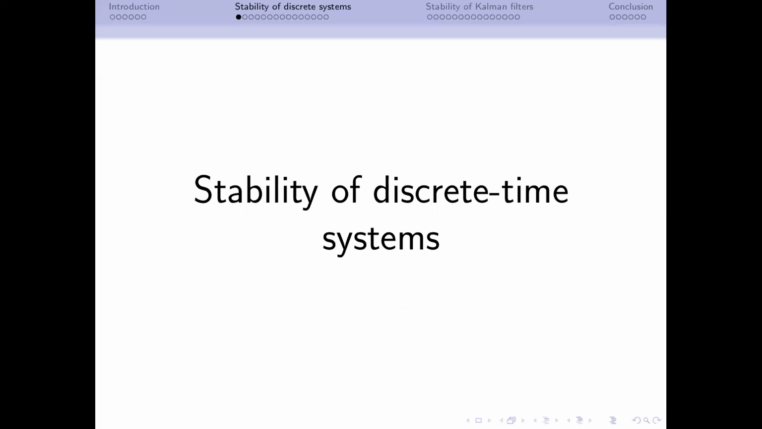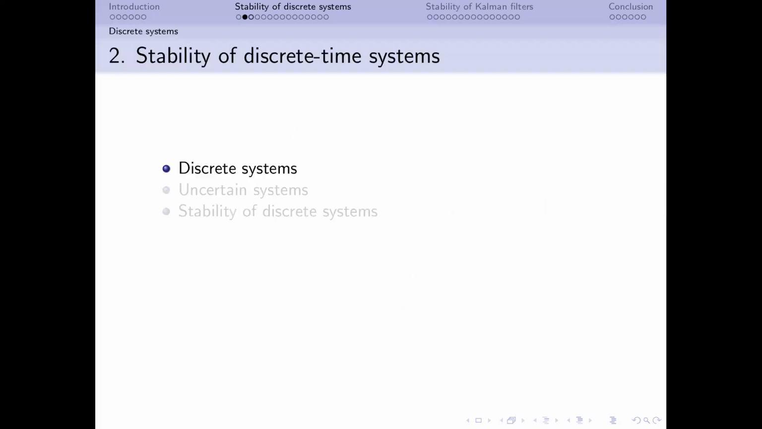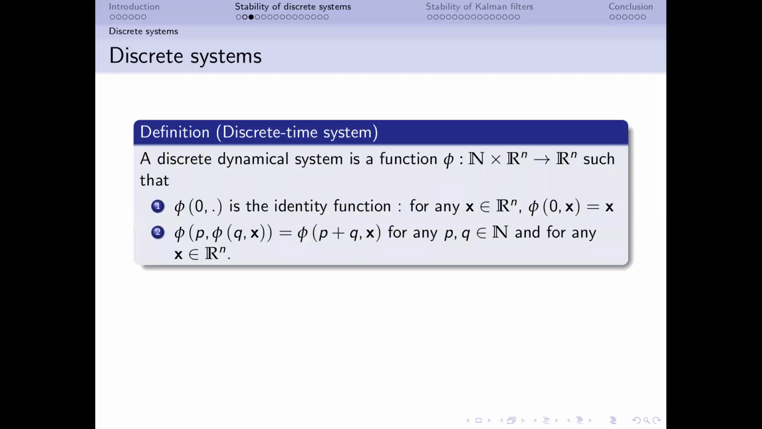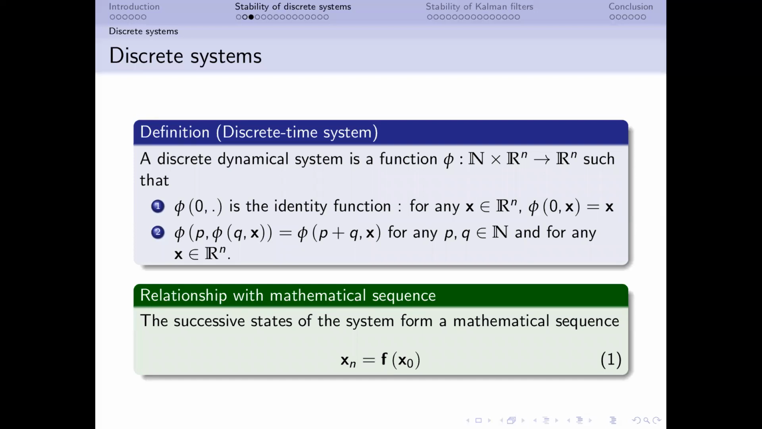Okay, so let's talk now about stability of discrete time systems. A quick reminder on discrete time systems. A discrete dynamical system is, mathematically speaking, simply a function that maps the state into another state by a discrete jump in time. This is why we can express a discrete time dynamical system as a mathematical sequence, such as this one.